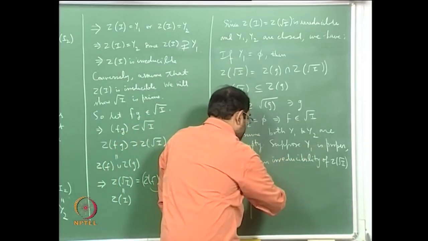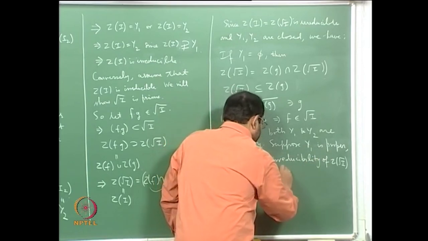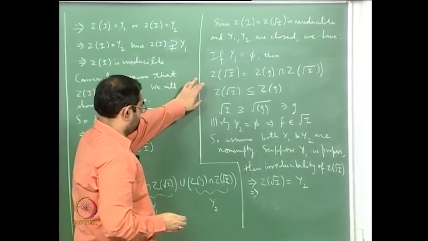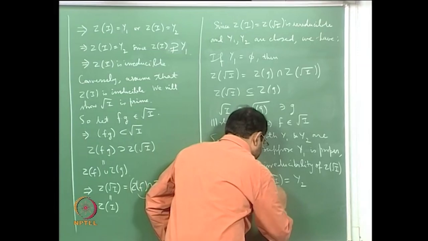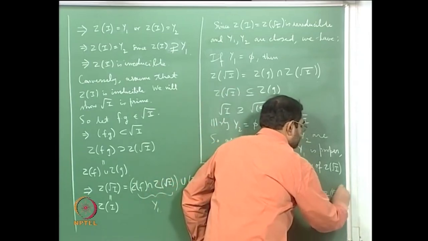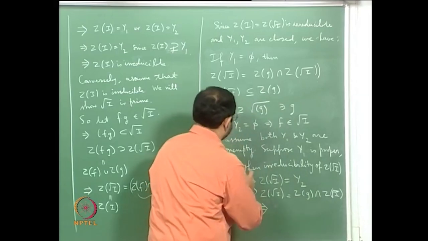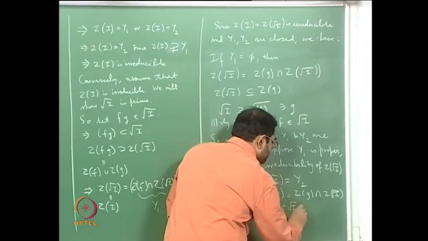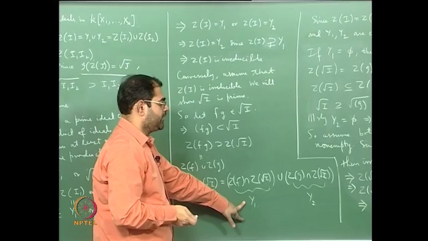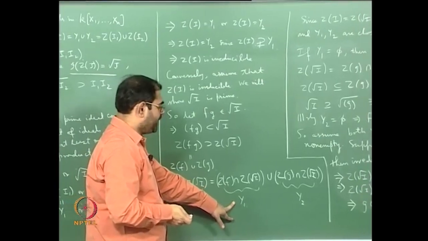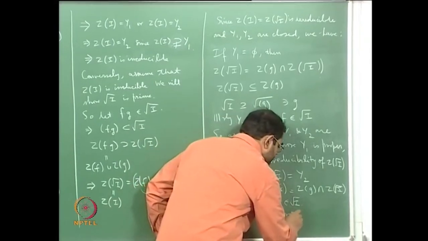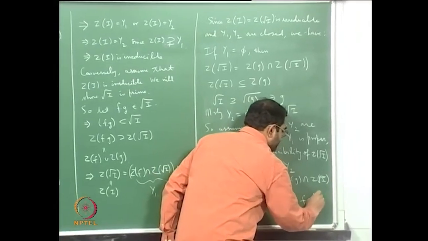Let me write that down. Suppose y1 is proper. Then irreducibility of Z of rad I implies that Z of rad I is y2, and this implies, by literally the same argument, that Z of rad I is equal to Z of g intersection Z of rad I, and this will imply g is in rad I. So if y1 is proper, you get g is in rad I. Similarly, y2 proper will imply f is in rad I, and that completes the proof.